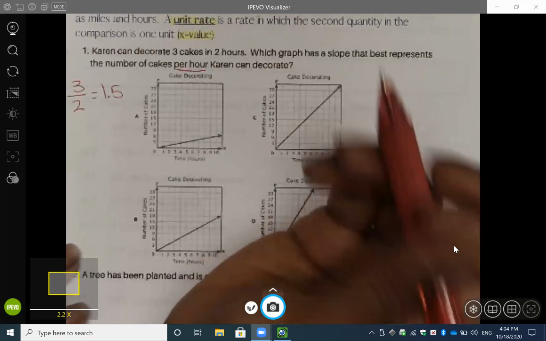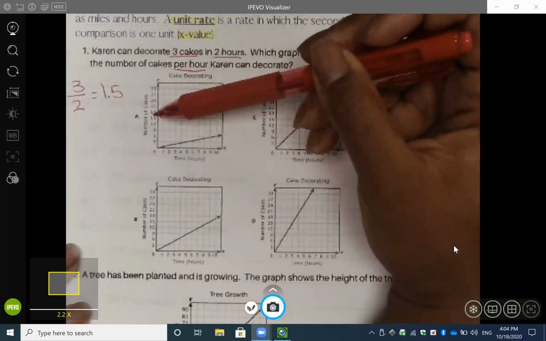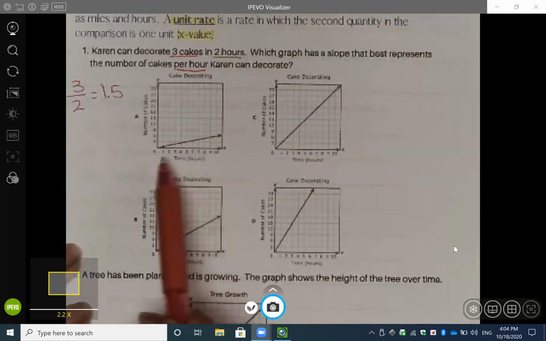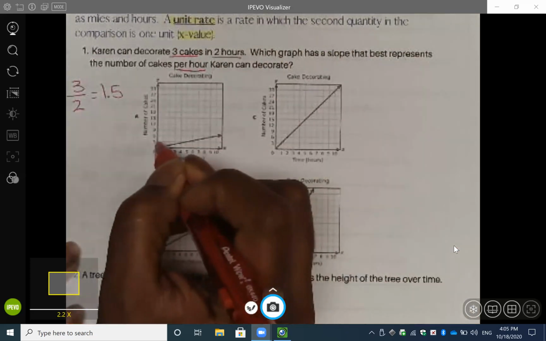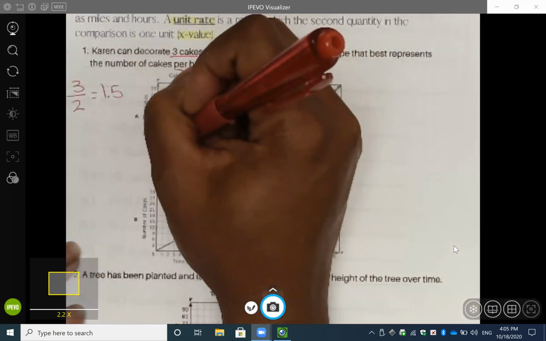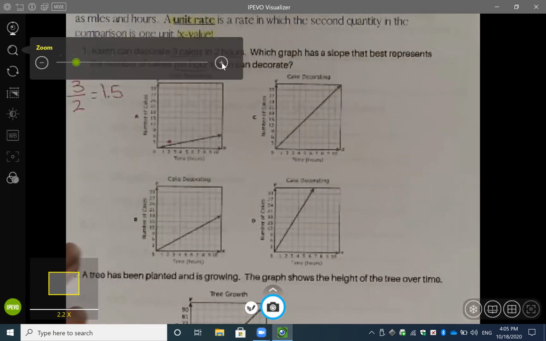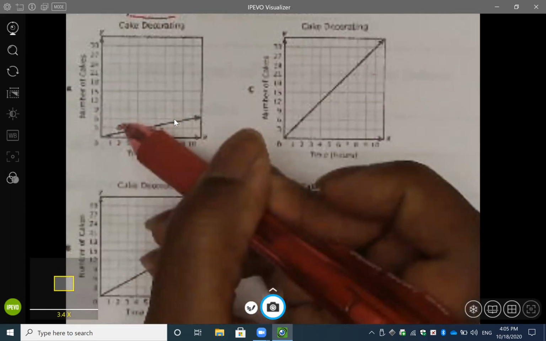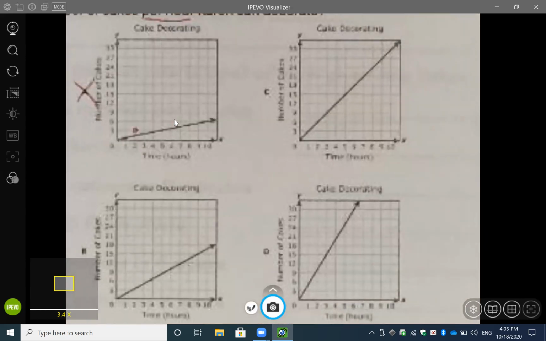What I normally do is I see that this is 3 cakes in 2 hours, and I read my labels right here. On my Y, I have number of cakes, and on my X, I have time. So if she can do 3 cakes in 2 hours, that's what I'm going to start looking for. I'm going to go to 3 cakes, and my line should hit at 2 hours. As you can see, I put a dot at 3 cakes in 2 hours, and my dot is nowhere near this line, so that is not an answer choice.